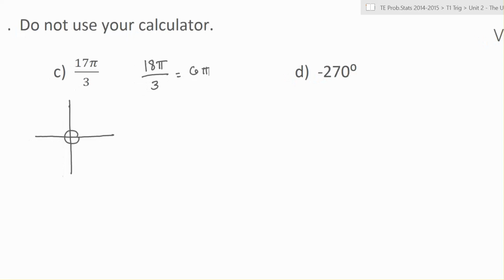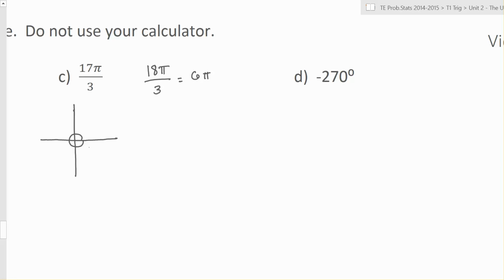So let's see if we can figure that out. So here I've got 1 full rotation, that's 2 pi. 2 full rotations would be 4 pi. 3 full rotations is going to be a third less than 6 pi. So this angle here should be pi over 3. That's the remaining amount of rotation that would get us all the way to 3 full rotations.